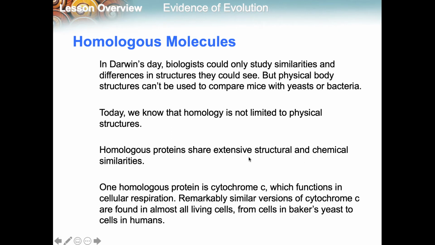So homologous proteins share extensive structural and chemical similarities. One example is a protein called cytochrome C, which functions in cell respiration. This is a part of the mitochondria. So anything that has mitochondria, which almost all organisms do, plants have them, and animals have them for sure, they all have similar versions of cytochrome C.